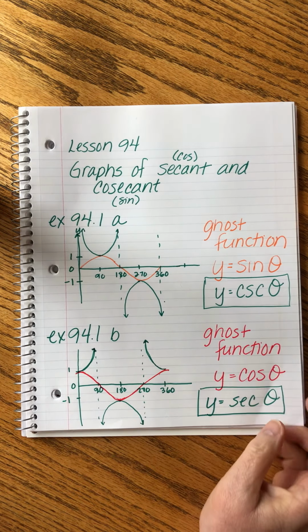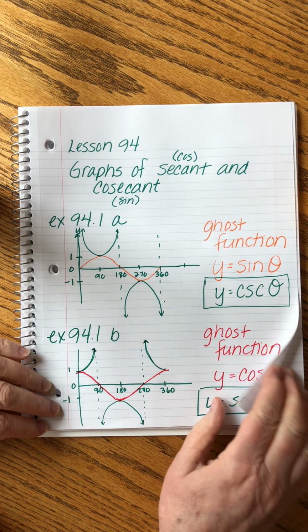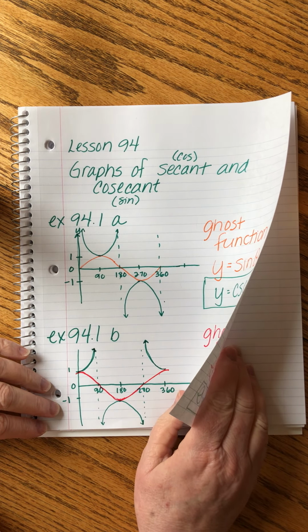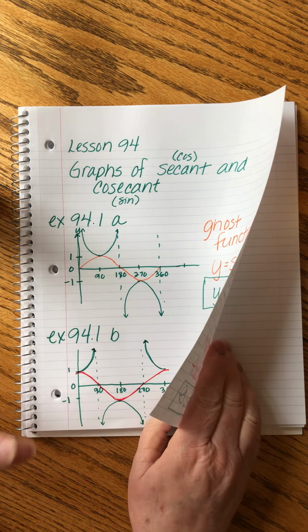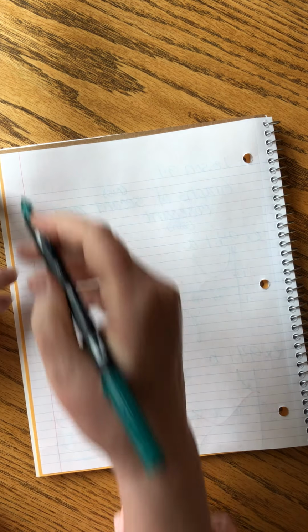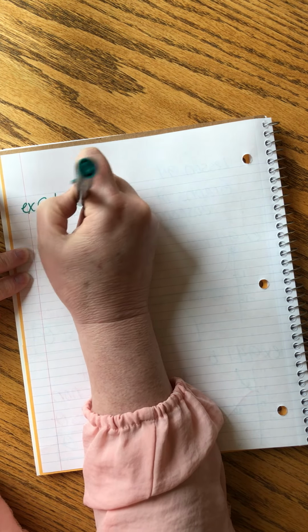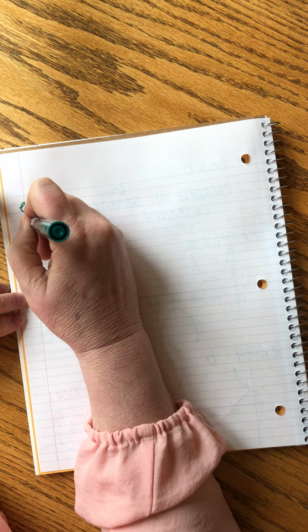Okay, now that we've seen the basics of cosecant and secant, let's look at some problems that are slightly, and I do mean slightly, more complicated, and see what we can do with those. Again, there are 2 of them, so this is example 94. I'm gonna call it A, and I'm gonna draw it for you.